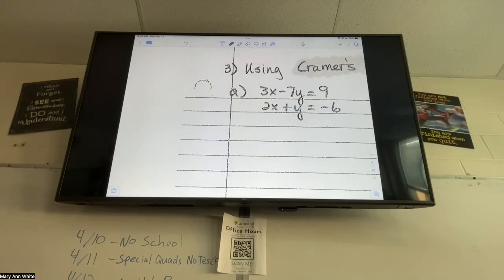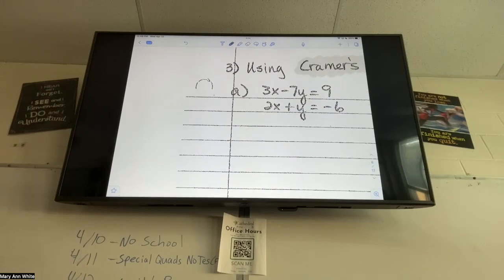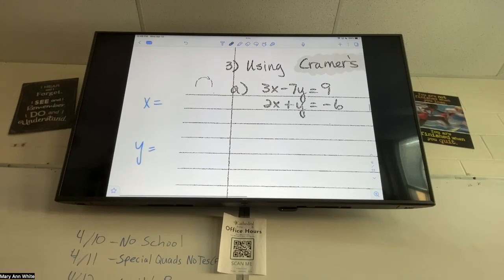So in Cramer's rule, one thing I want to write off to the side really quick is x equals and y equals. In order to find x and y, we need to do three things. x is going to be Dx divided by D, and y is going to be Dy divided by D. This is a key thing that we're going to come back to in a minute once I tell you what D, Dx, and Dy are.